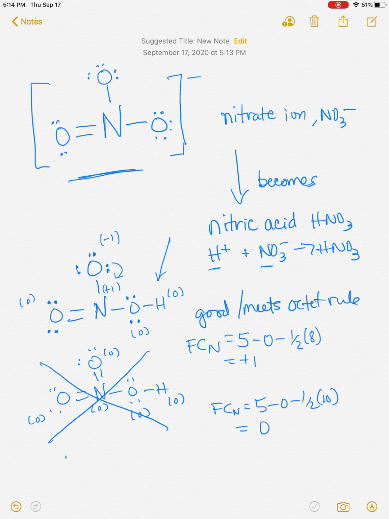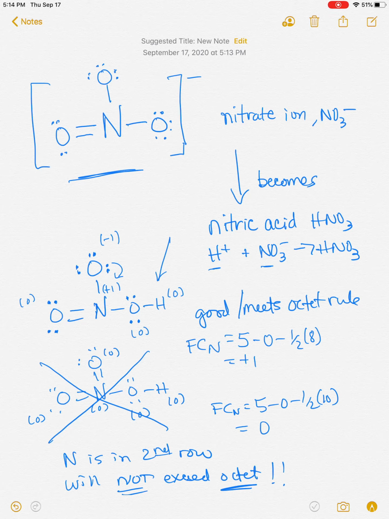Well, we can't do that because nitrogen is in the second row. It will not exceed the octet. Did it exceed the octet? Yep, it had 5 bonds to it. That means 10 electrons around it. So I cannot do that structure.